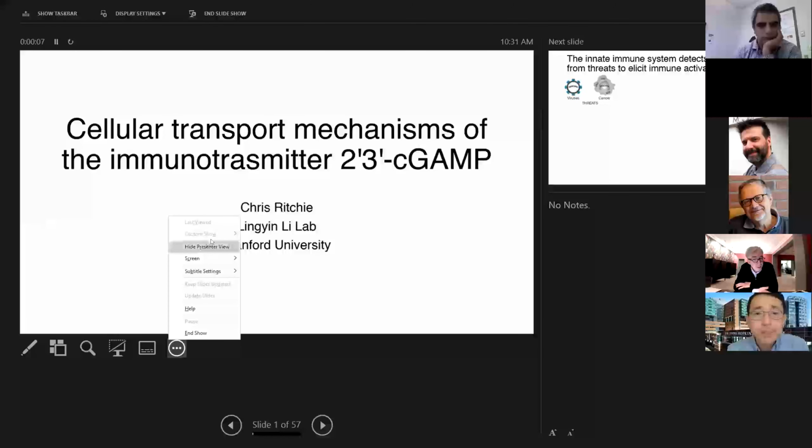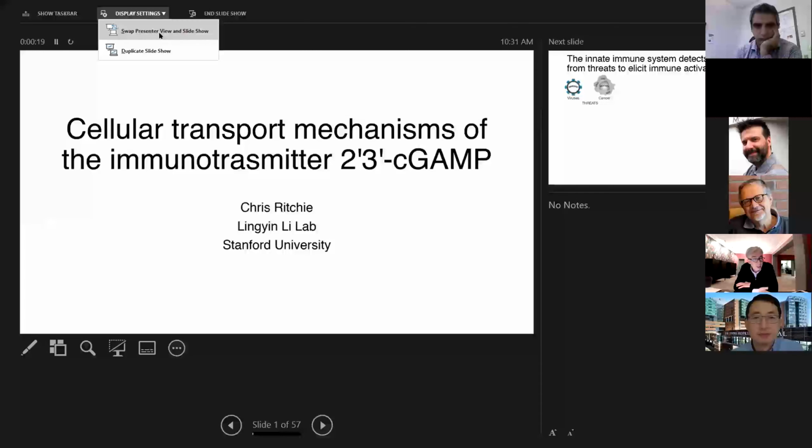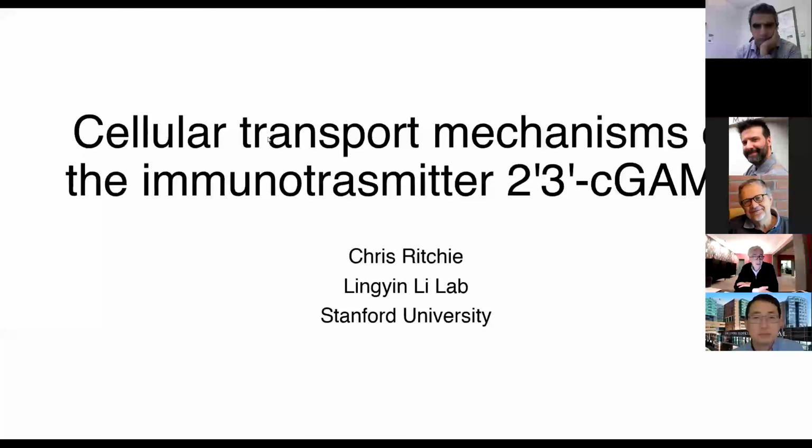The lab of Lingjun Li published last year that another transporter, SLC19A1, can also transport cGAMP. I think we'll hear about that today, and probably also about another heterodimer of LRRC8 family members in immune transmitter transport, which is a fascinating topic in innate immune modulation. I'm really looking forward to this talk. Chris, welcome, and thank you for sharing your data.